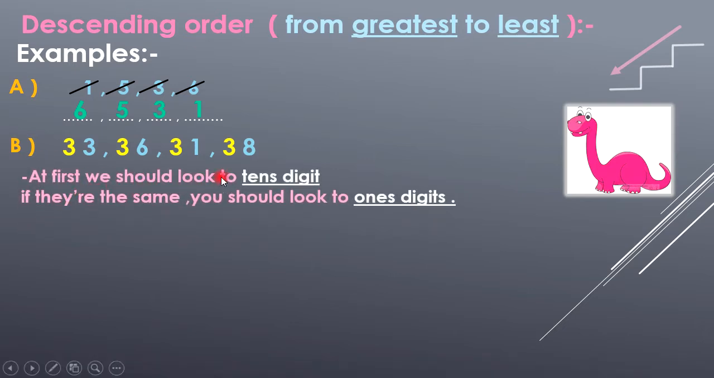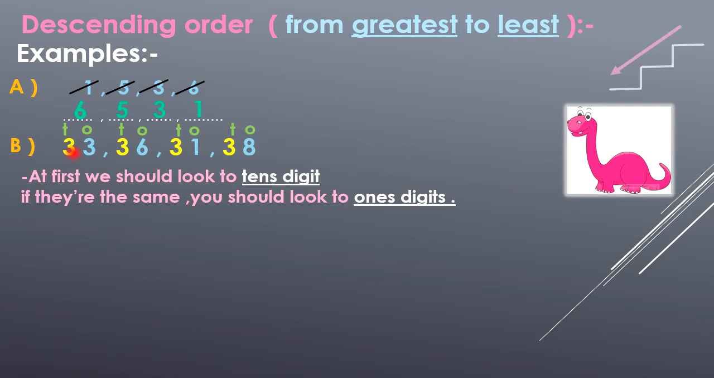At first, we should look at the tens digit. If they are the same, you should look at the ones digit. At first I should put homes for the numbers. So I put homes: ones and tens, ones and tens, ones and tens.